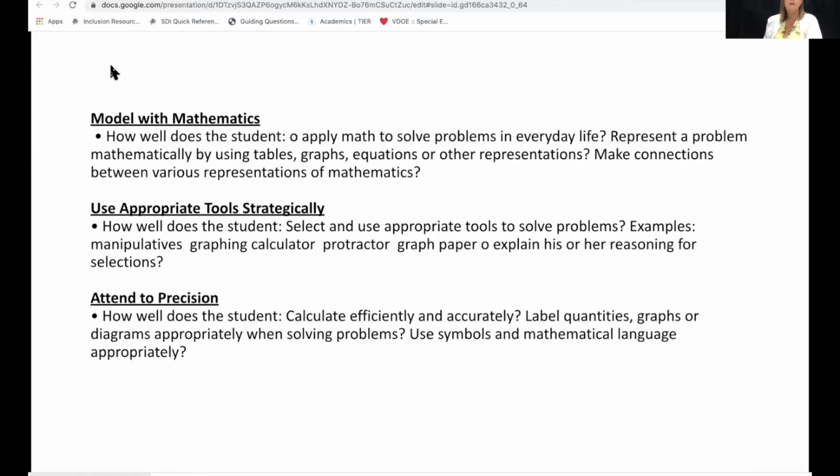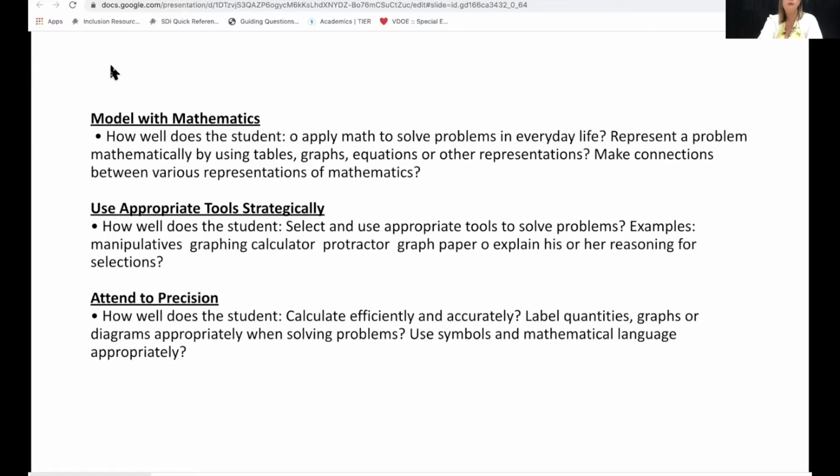Modeling with mathematics. How well does the student apply math to solve problems in everyday life? That's another key point for our students. Is it everyday life? Are we relating these back to those kind of things? And so for making sure that we're doing these, but this is what we want to get through for our specially designed instruction. Am I providing that instruction to where they understand the reason they're going to use this mathematics?